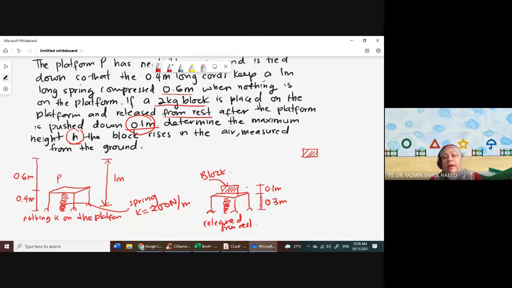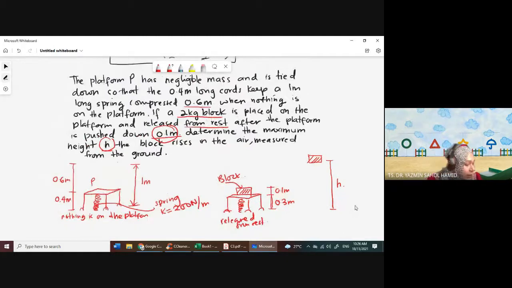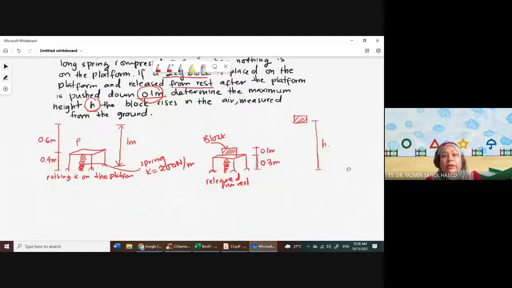The block will terbang, yes, terbang. Tapi dia nak tahu apa? You faham tak dia nak tahu apa? Dia nak tahu the height. You understand? The height dia terbang lah. Okay, alright now. So, if you get and understand what this means, now we can do it.